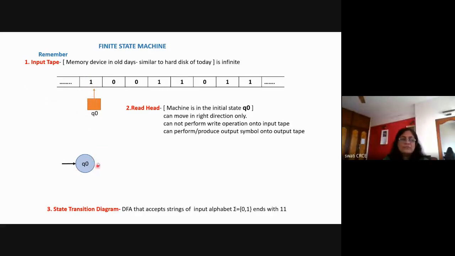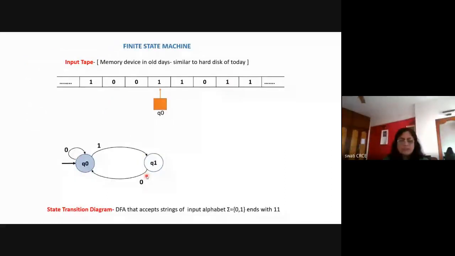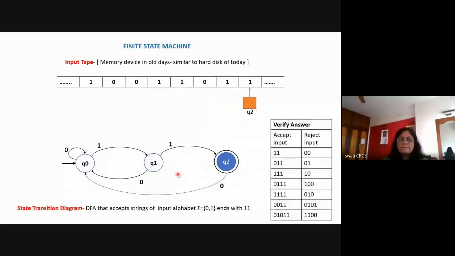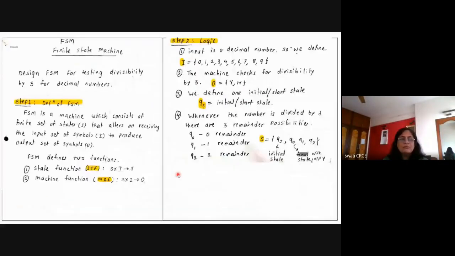It has a number of states. Machine is always in a particular state at any moment. Once it starts, it is in one of the states. If it has 5 states, then it is in one of the states, and finally when the string is over, it is in the final state. So that's what we have seen. Then this is just an example of how this machine is transiting between the states. Then we have seen the problem of divisibility by 3 tester. Now, in order to design FSM, we have to find out the values of I, O, and S.